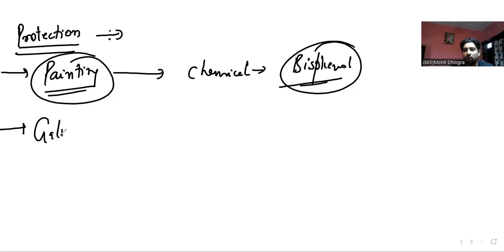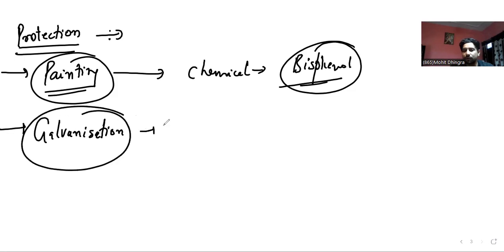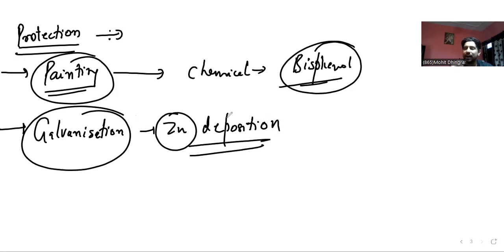Along with that, on iron articles specifically, a layer of zinc is deposited. On these iron articles, a layer of zinc is formed over them, because zinc is very less reactive. So a very thin layer of zinc is deposited on these articles, and they can be protected from corrosion. This process is called galvanization. So in this way, corrosion can be prevented.